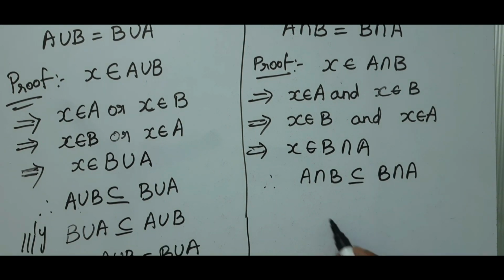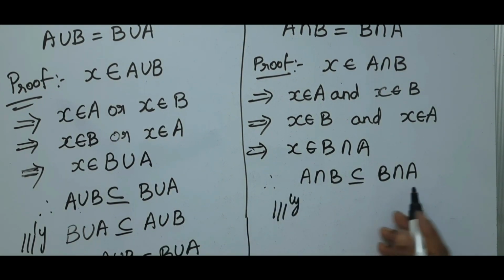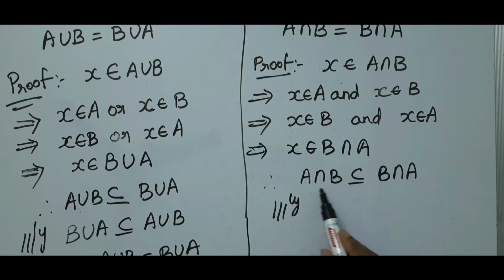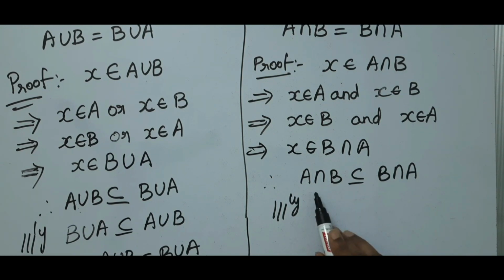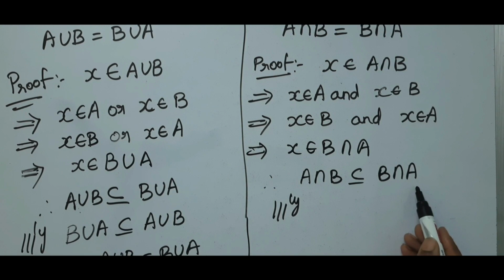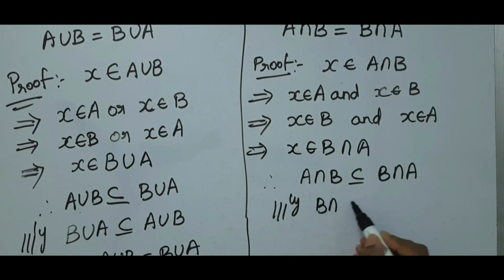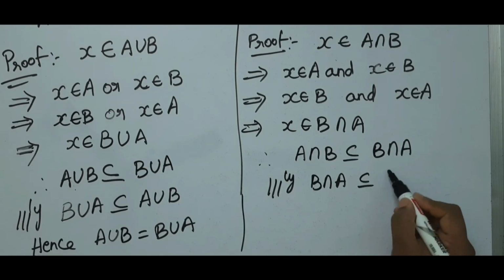Similarly, in the case of intersection also, it is clearly understandable. Is it not? As the sets are the same, the operation is intersection in both cases. We can clearly say that the elements of B intersection A are in A intersection B. So B intersection A is a subset of A intersection B.